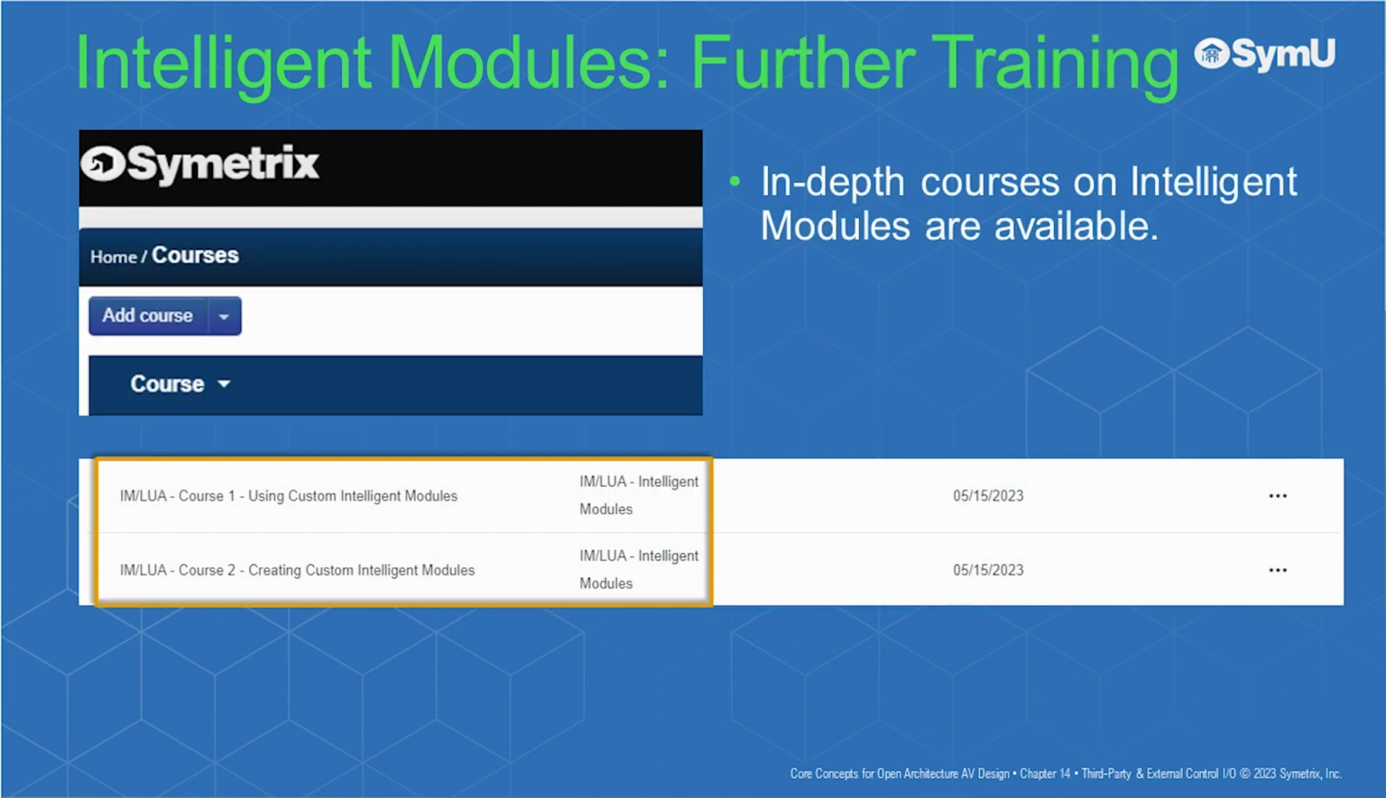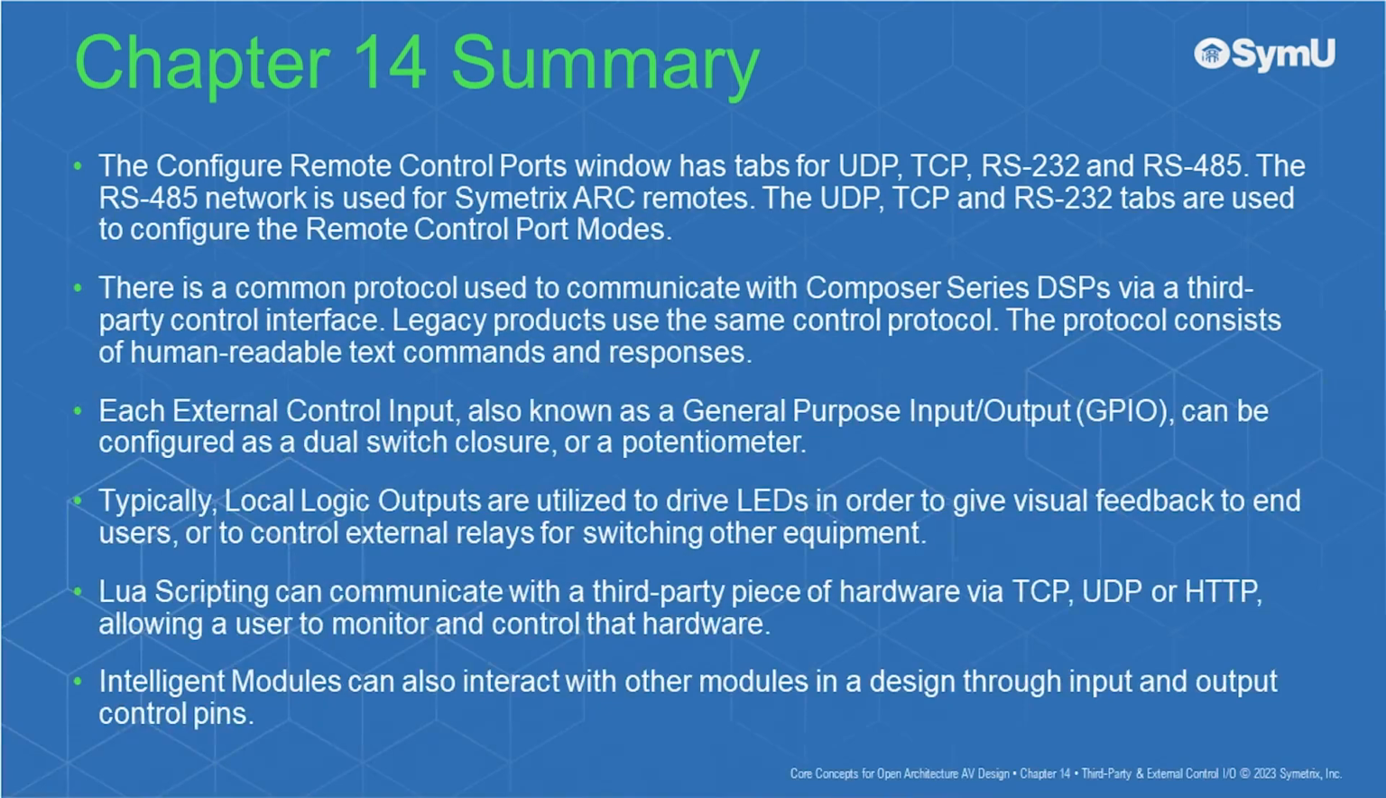Since this was a quick introduction to intelligent modules, there are more courses in your course list that get into more detail. The Configure Remote Control Ports window has tabs for UDP, TCP, RS-232 and RS-485. The RS-485 network is used for Symetrix ARC remotes. The UDP, TCP and RS-232 tabs are used to configure the remote control port modes.